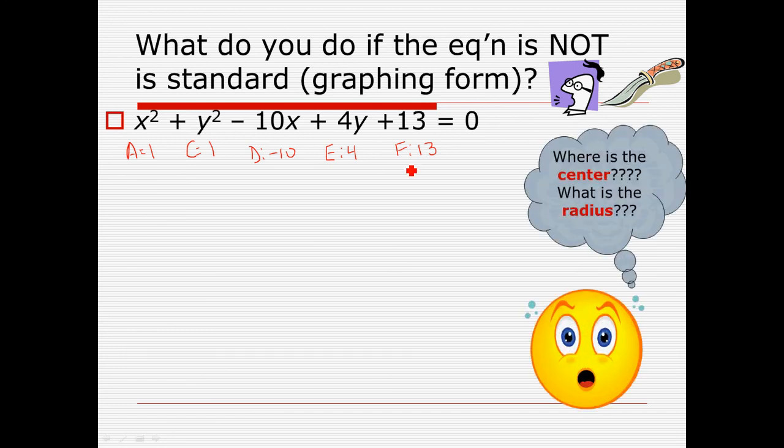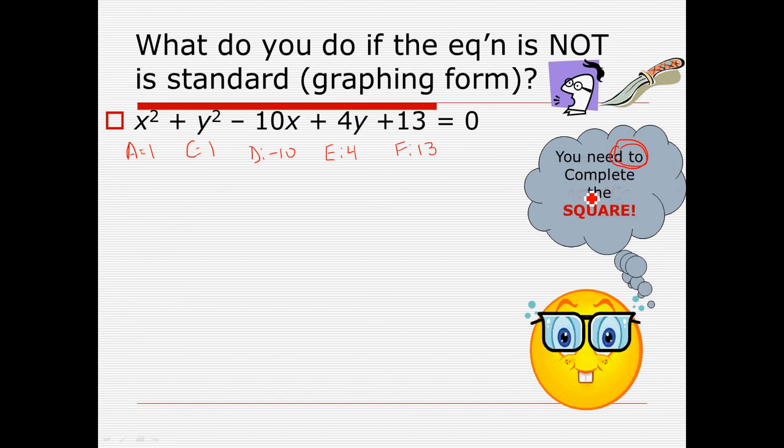So I say to myself, if I want to graph and label, I can't see the center. I don't know what the radius is. Hint, it's not 13. I need graphing form, and graphing form has two, count them, 2 groups of stuff squared, and then it has an equal sign with a radius squared. See what you want and make it happen. I have algebra that can help me.